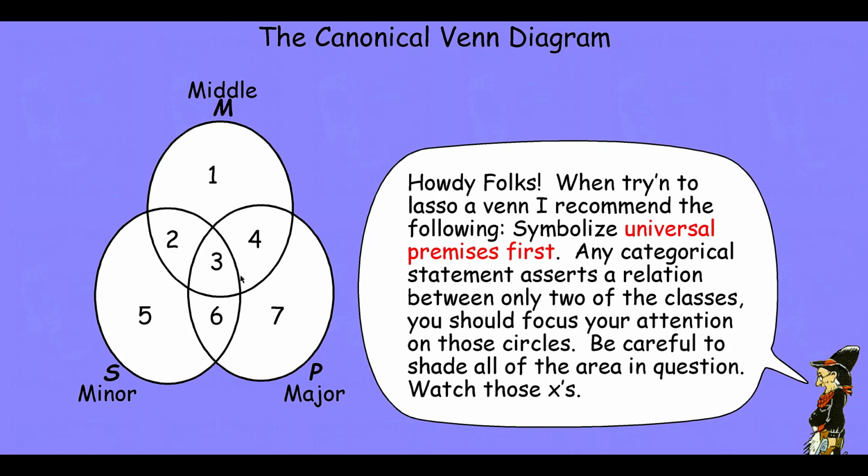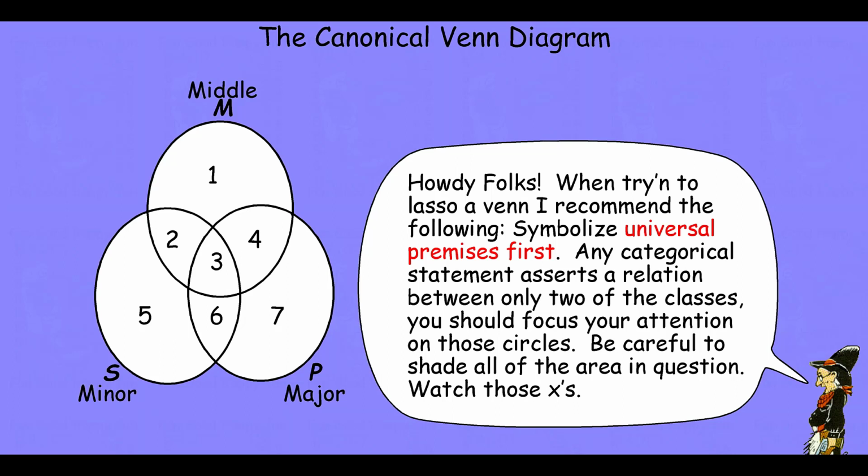In those circumstances, when we have 2 open areas and we need to put an X in, we always put it on the line so that we know it goes in here somewhere. It could go here or it could go here. Either way will satisfy that premise or conclusion statement.